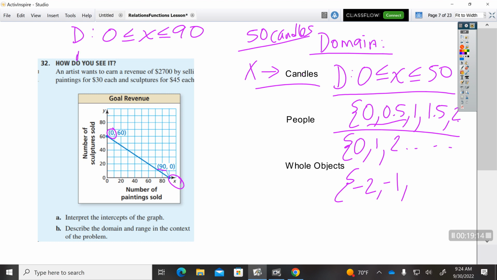Now let's do range. Range is the y values, which means top to bottom. So what's the biggest y value we have here? 60. What's the smallest y value we have? 0. So this is going to be from 0 to 60, which is the domain and range from a weird word problem. Any question on that one?